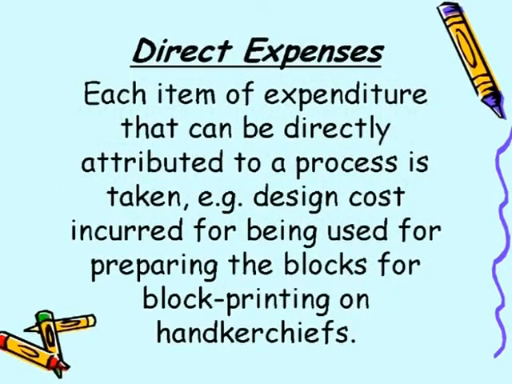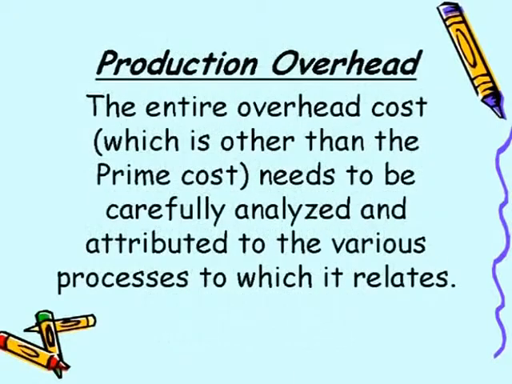Direct expenses. Each item of expenditure that can be directly attributed to a process is taken. For example, design cost incurred for being used for preparing the blocks for block printing on handkerchiefs. Production overhead. The entire overhead cost, which is other than the prime cost, needs to be carefully analyzed and attributed to the various processes to which it relates.